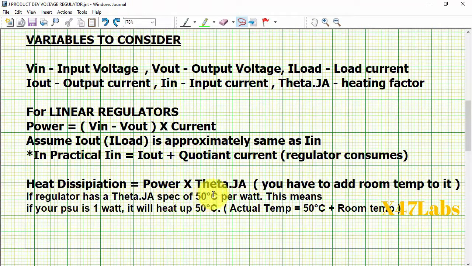If a regulator has a theta J spec of 50 degrees Celsius per watt, this means if your power is 1 watt, it will heat up 50 degrees Celsius. Actual temp equals 50 degrees Celsius plus room temp.